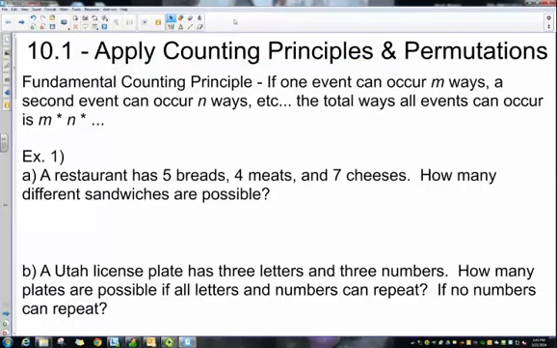Okay, here's the video for section 10.1. You will definitely want a calculator for this. I will go through it the best I can. If you need some help, come see me. If you've been in class at all, you should recognize some of these terms.